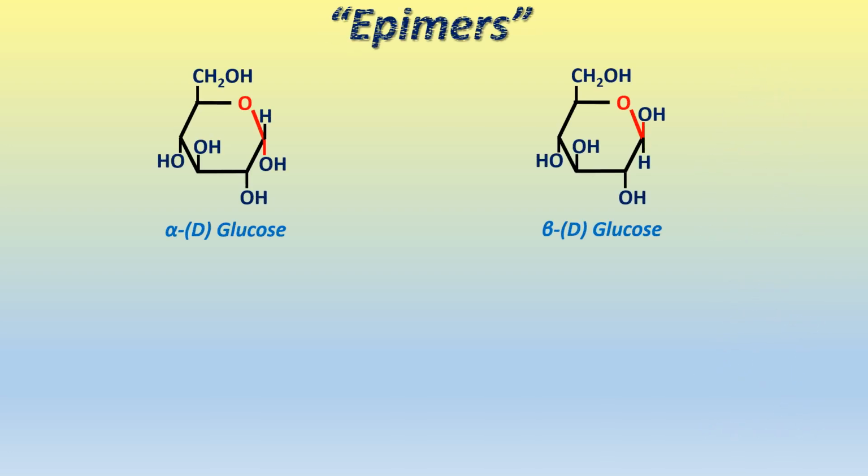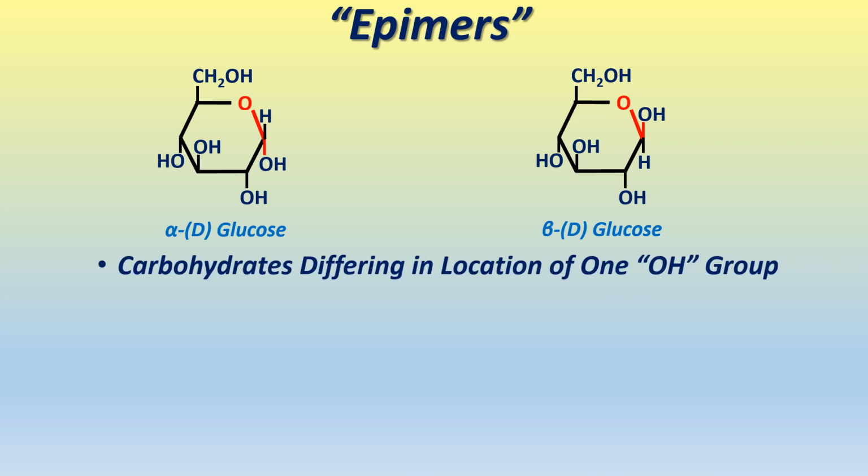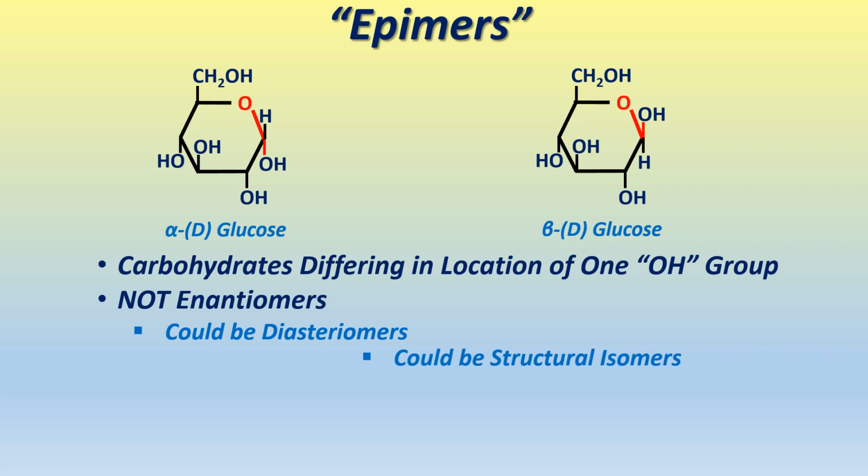Alpha and beta D-glucose are called epimers. They are carbohydrates differing in the location of one OH group. This can occur in many different ways. They are not enantiomers, but they could be diastereomers, meaning they're not mirror images, but they could be stereoisomers. On the other hand, they could also simply be structural isomers with no stereoisomeric interactions.